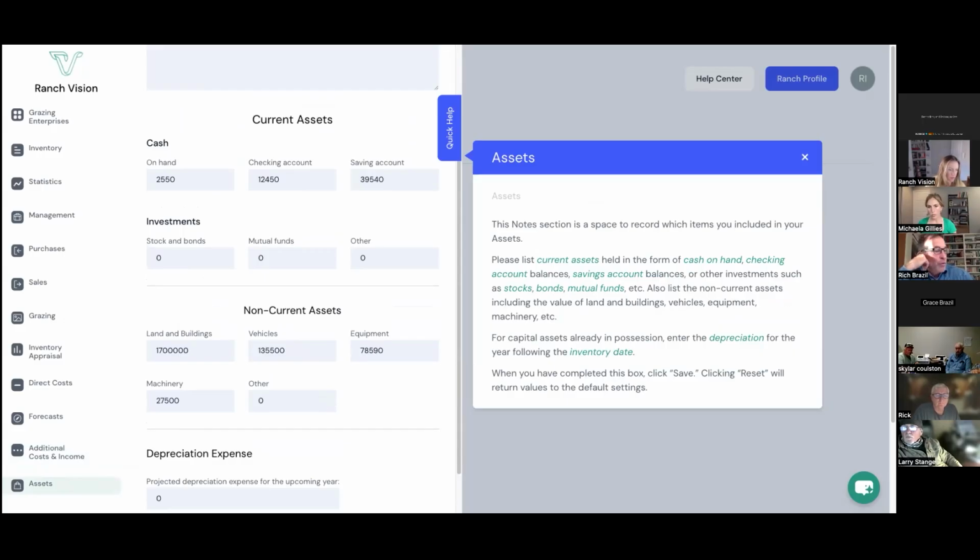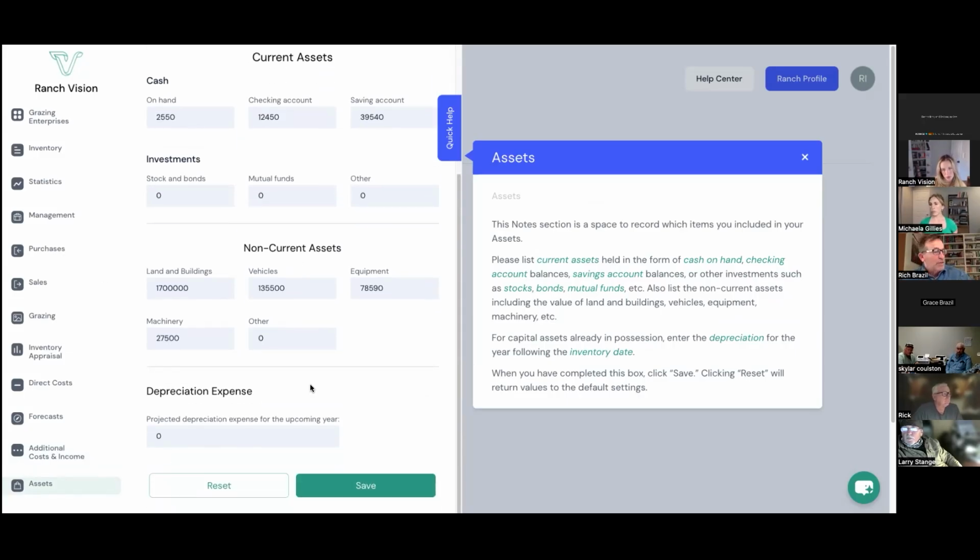Here's the last one where you just put in your assets, your current assets, which would be like cash, checking, savings accounts, investments. And then non-current assets: land, buildings, vehicles, equipment, things like that. And then also any current depreciation expenses that you have for past capital purchases. And that's everything. Those are all the inputs.